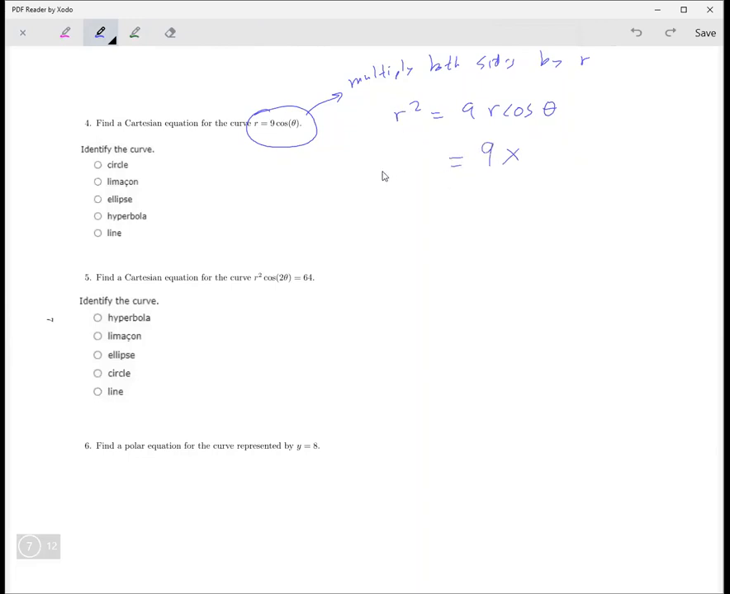And r squared, do you remember what r squared is? X squared plus y squared. Exactly. So r squared is x squared plus y squared, and r cosine theta is x, so we have x squared plus y squared equals 9x. That will be the equation that you'll input as the first answer. And do you know what kind of curve this is?